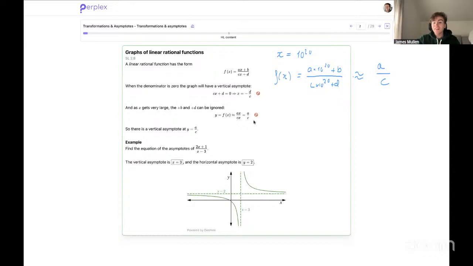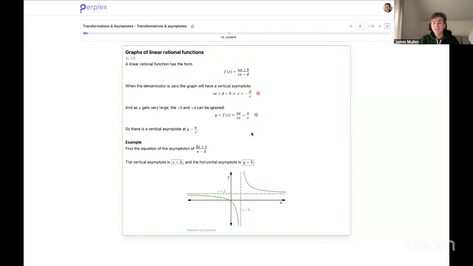And I think about what happens when x gets very large. Well, I ignore the constants, and I get a horizontal asymptote. Now, it's worth getting it clear in your head because the horizontal asymptote has an equation y is equal to something, and the vertical asymptote has an equation x equals something, even though we associate y with the vertical direction and x with the horizontal direction.